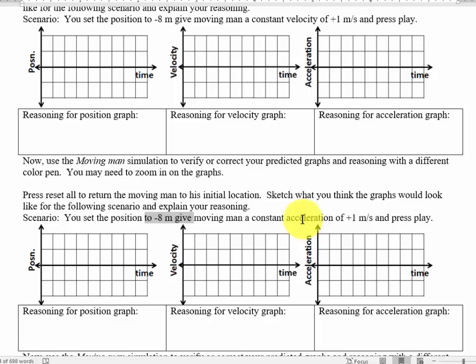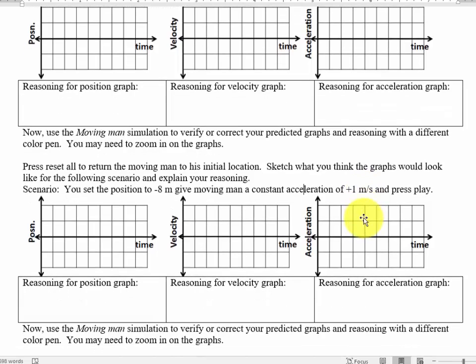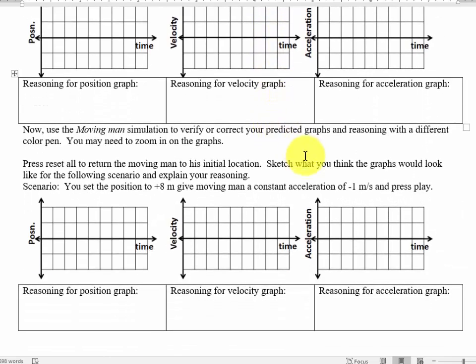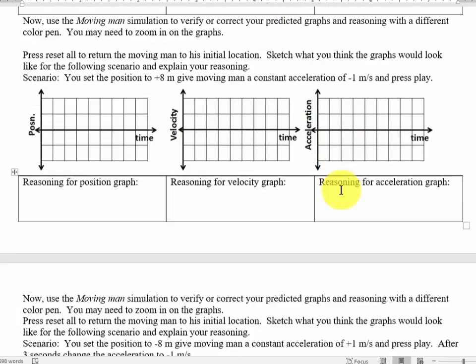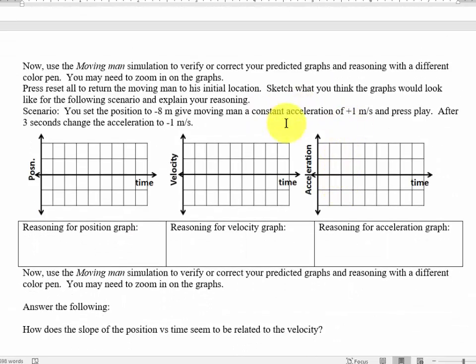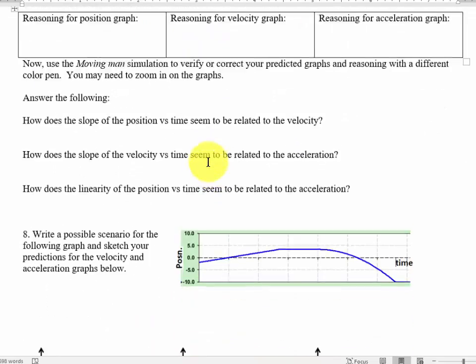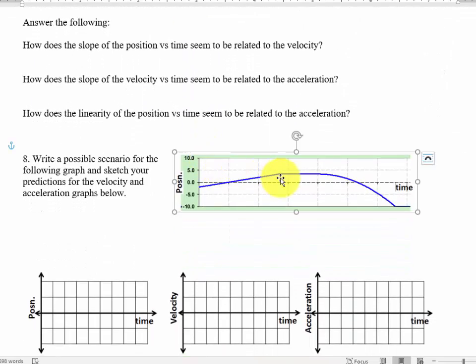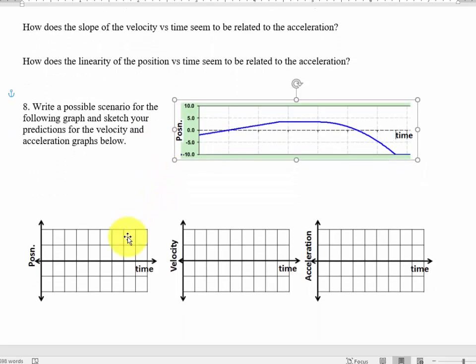Then I'm going to have you do a position of -1 and then a constant acceleration, be careful here, of +1 and press play. As you're paying attention to these graphs, what I want you to be paying attention to is: are the graphs curving? Are they positive? Are they negative? Are they constant? Are they 0? So I have you do a couple more scenarios with a negative acceleration, and then I have you do this one and then change it. Then last but not least, I have you take a look at this and write out a scenario and draw the position, velocity, and acceleration graphs for this particular scenario.